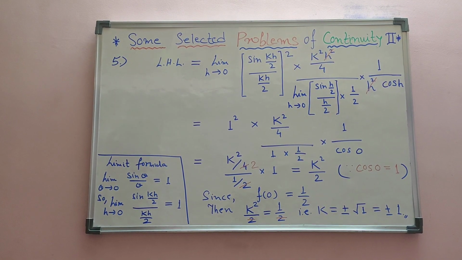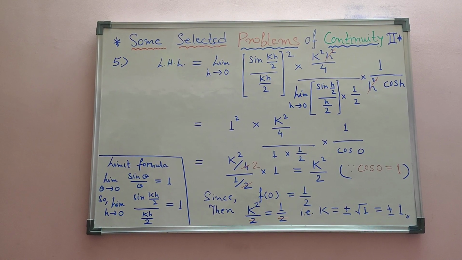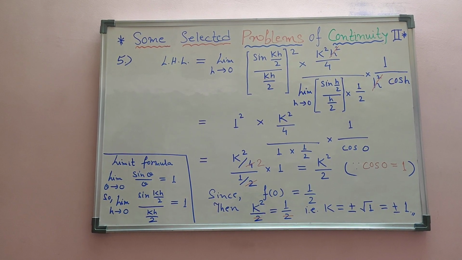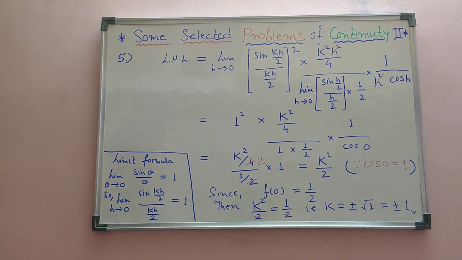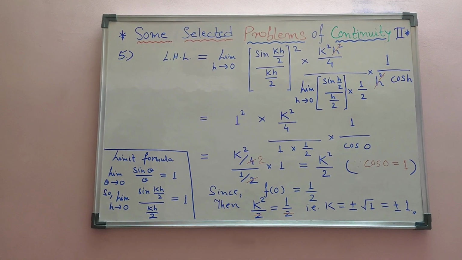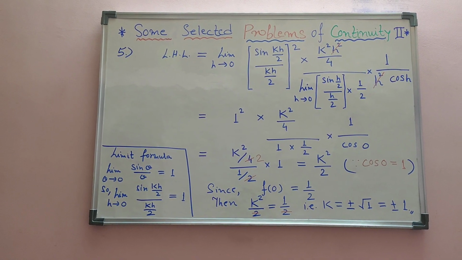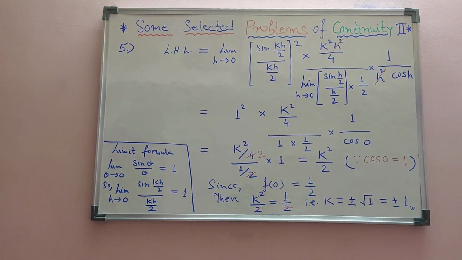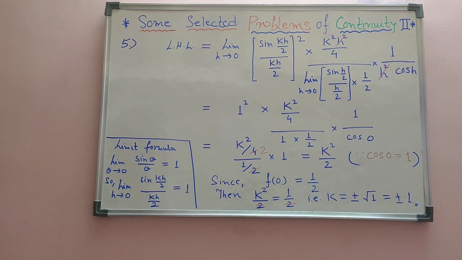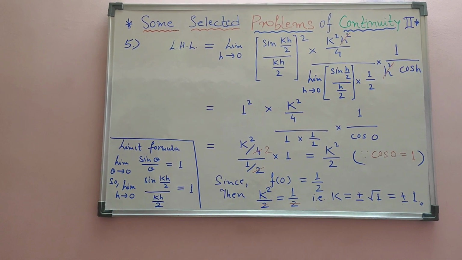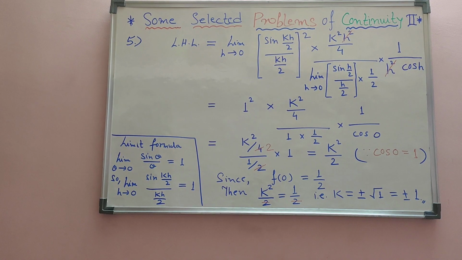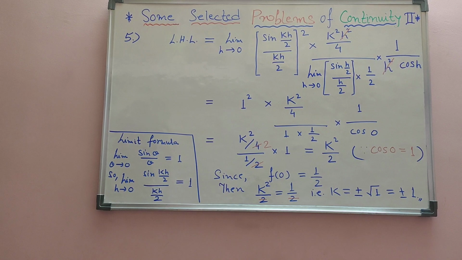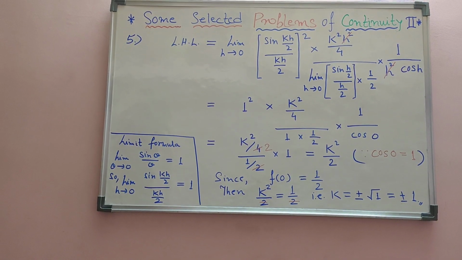Then we can write sine of kh by 2 upon kh by 2, the whole square. We will take both numerator and denominator together into k square h square by 4, upon limit h tends to 0. The limit we will separate it: sin h by 2 upon h by 2, into 1 by 2, and h into h becomes h square in denominator.